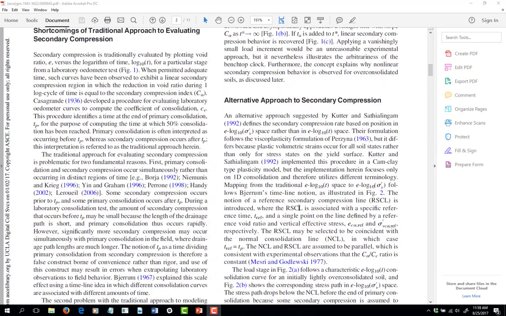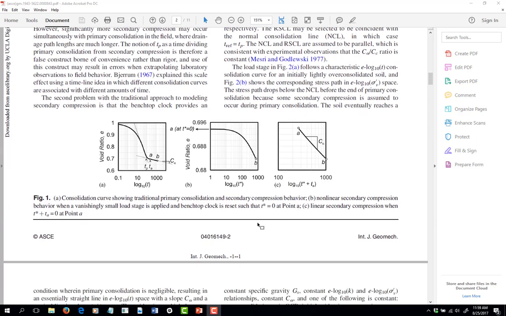Okay, let's come down here and take a look at this figure. I'm going to start over here with part A of the figure, which just shows void ratio versus the log base 10 of time. And this is a pretty typical sort of consolidation curve, right? You see the characteristic shape coming down, and then it goes into a secondary compression region that's clearly evident here between points A and B.